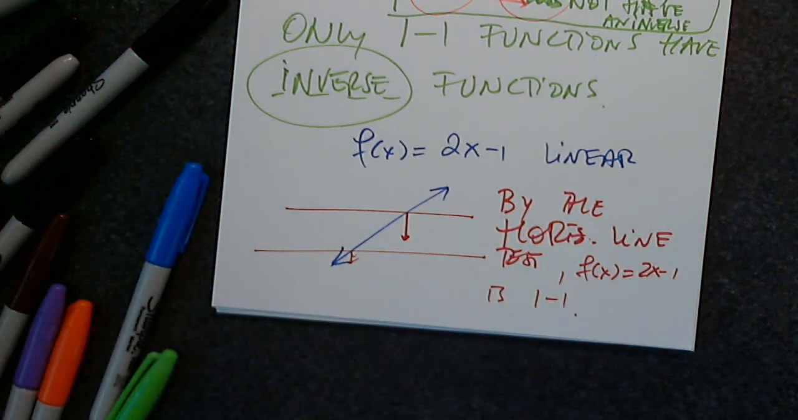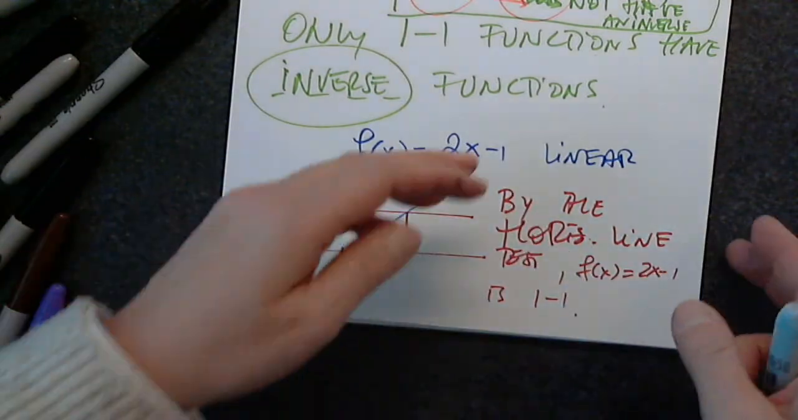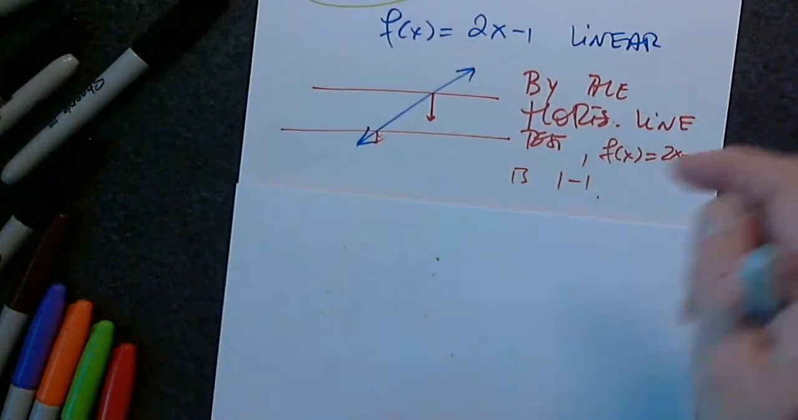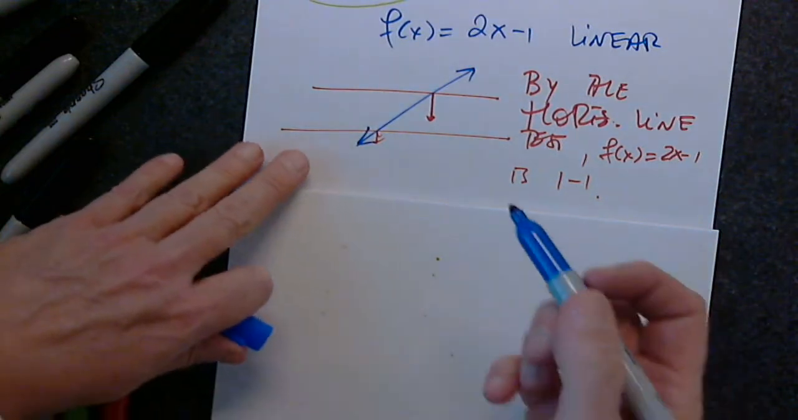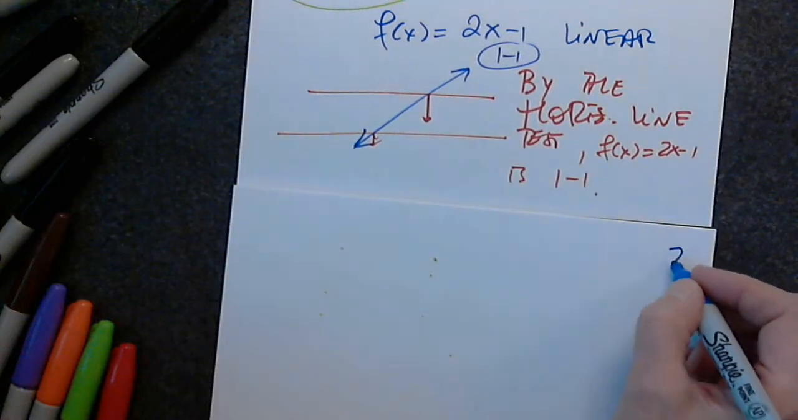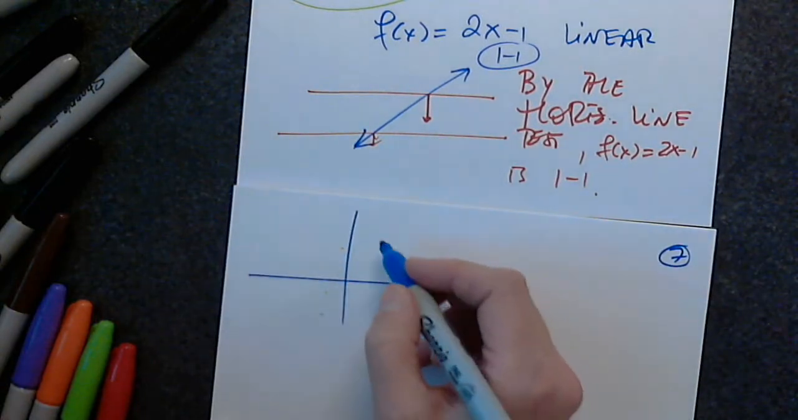So with the vertical line test, we determine whether the graph is a function. With the horizontal line test, we determine if it's one-to-one. In other words, if it's going to have an inverse function. Okay, so let me give you two more examples, and then we'll find the inverse function of this. Since it's one-to-one, it will have an inverse. In a minute, we'll go back. So let me give you a few graphs.